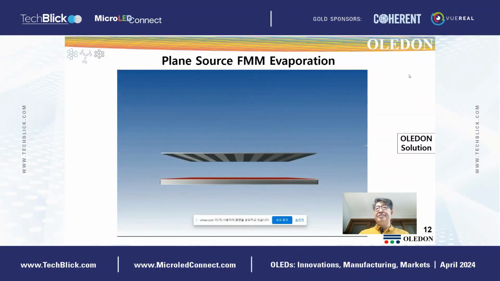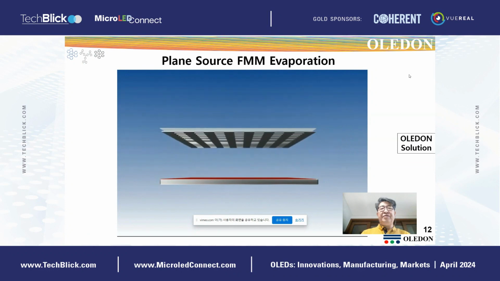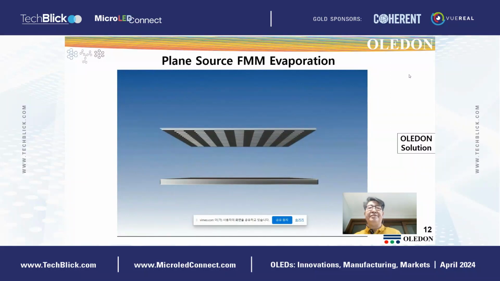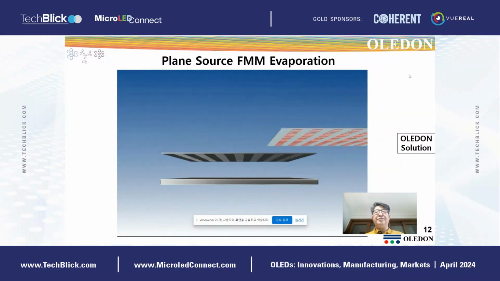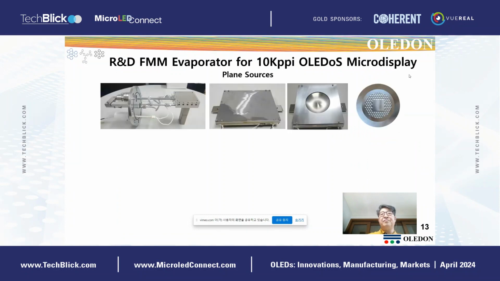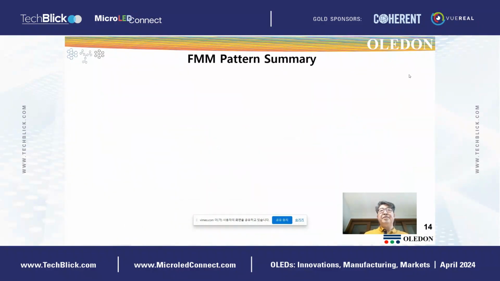The substrate moves in to be aligned with the fine metal mask. We're going to have a metal plate down there, which will be evaporating organic molecules in a surface normal direction to provide shadow-free patterns on the substrate. We call this plane source FMM evaporation. So we have developed various types of plane sources so far, and the plane source FMM evaporator as well, for the first time in the world.